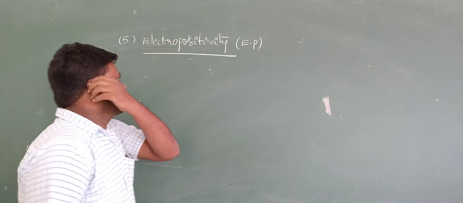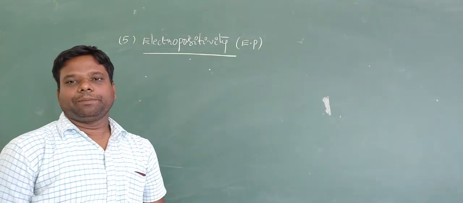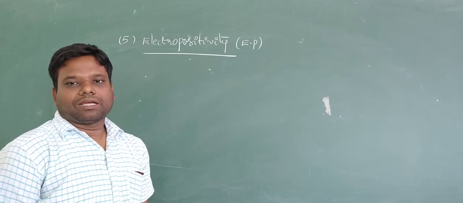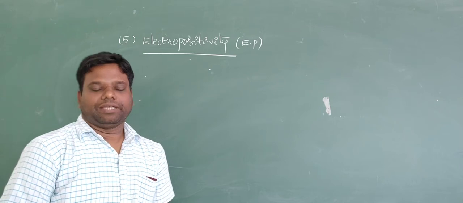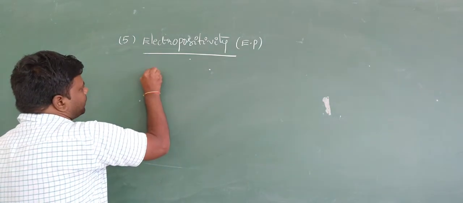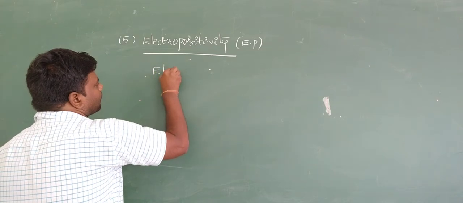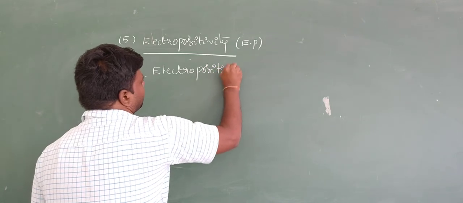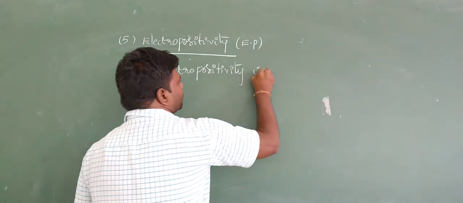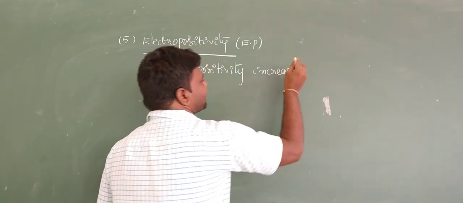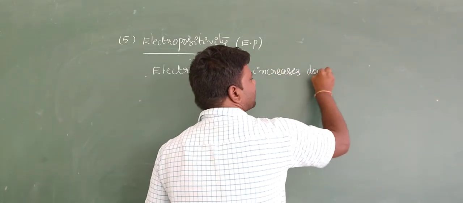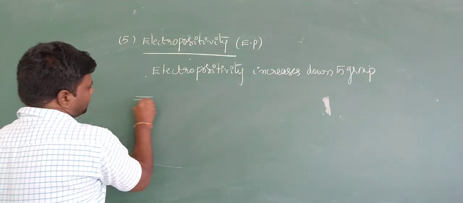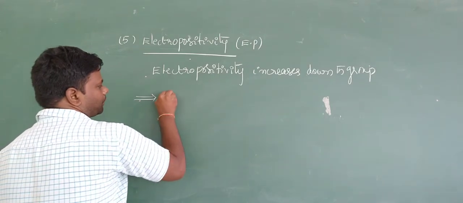Fifth character, electropositivity. Alkali metals are highly electropositive in nature. So electropositivity increases down the group. That means metallic character also increases down the group.